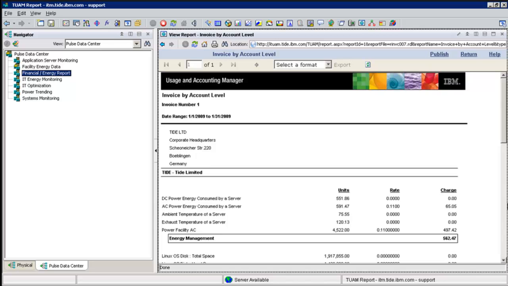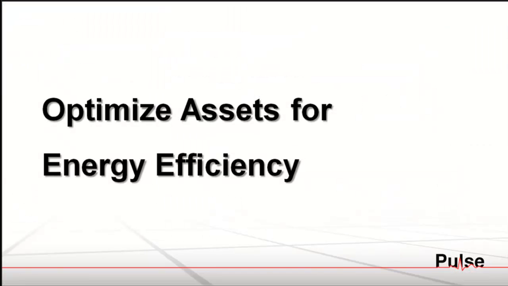We are now going to transition to the second step of our demo. We will show you real-life scenarios our clients are doing today. In these scenarios, we will analyze and optimize assets for energy efficiency. Let's move to the next stage.